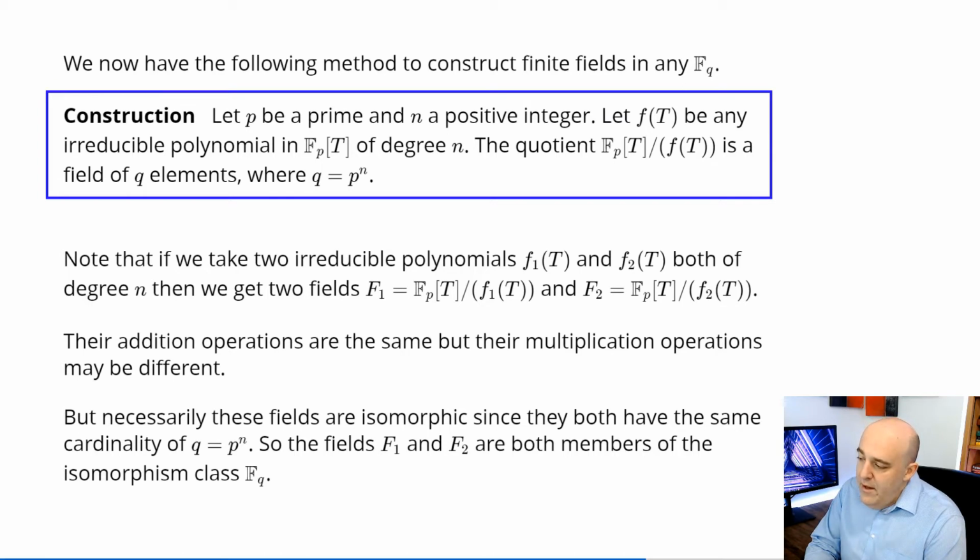That's great. Now, just a small comment. Imagine we take two different irreducible polynomials and both of them have degree n, and we form both of those quotients. We actually get two fields, right? F1 and F2. Now, are these fields the same or not? Well, they have the same addition operation, but their multiplication operation could very well be different, right? Because we're modding out by different polynomials. But the point is that both of these fields are isomorphic because they have the same cardinality of p to the n. So even though these fields are slightly differently defined, they are both members of the isomorphism class FQ.